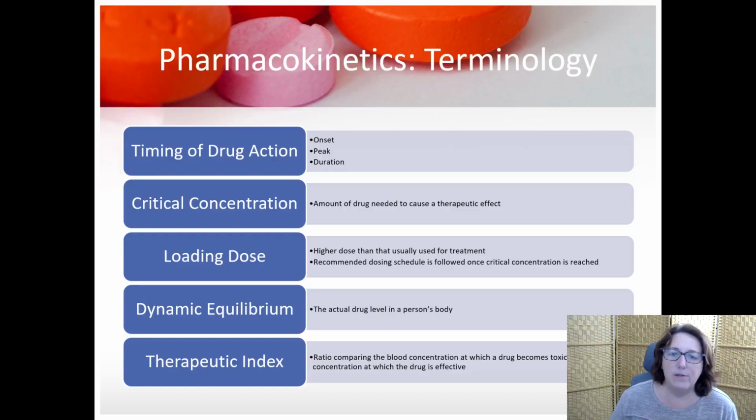Therapeutic index is the ratio comparing the blood concentration at which a drug becomes toxic with the concentration at which the drug is effective. So the closer, or smaller, that therapeutic index, the more risk there is for harm to the patient. So if the dose that we need for the drug to work is very close to the dose that can be toxic in a person's body, that makes it a high risk medication.